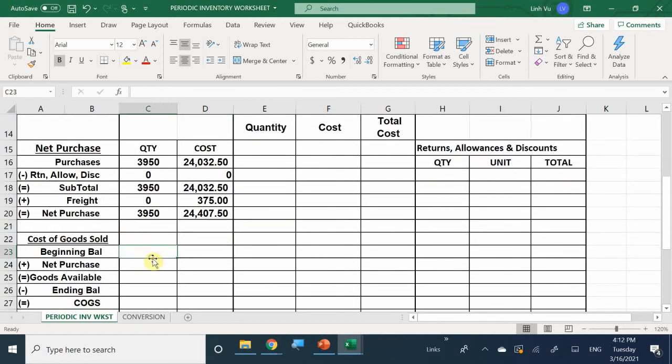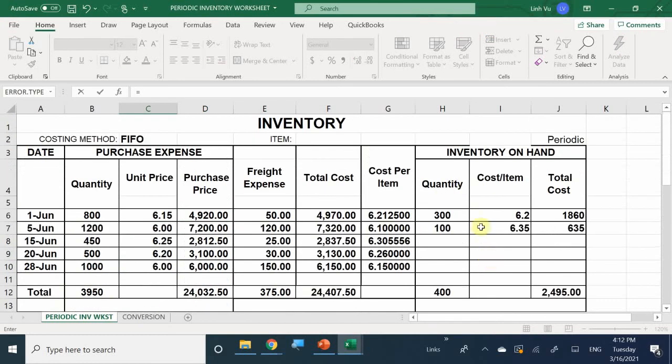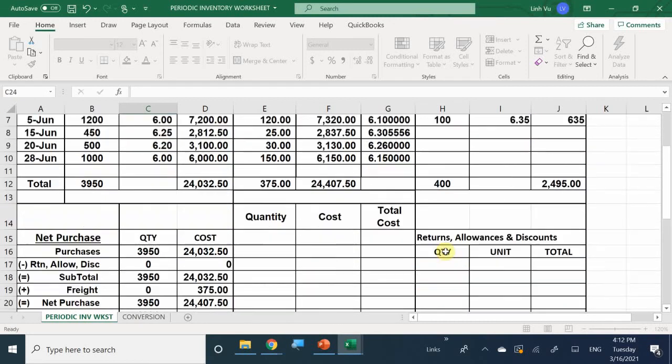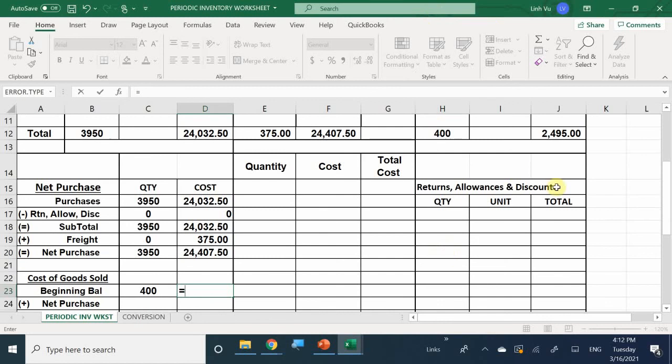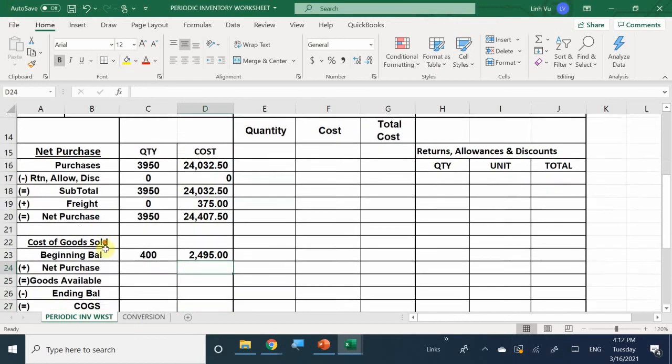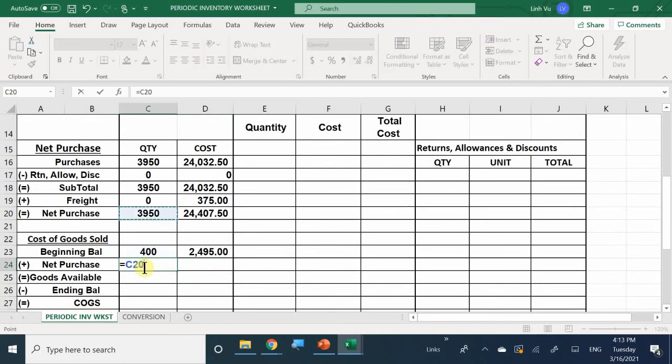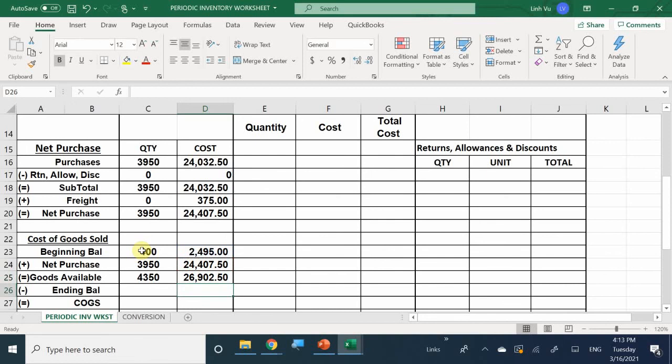Now, do we have beginning inventory? Yes, we do. We have the 400 items available, and how much were those 400 items? $2,495. We're going to add our net purchases, which I solved right above. So I'm going to add my 3,950, or bring it down. What is my total goods available? 4,350, at a grand total of $26,902.50. Yep, there you go.